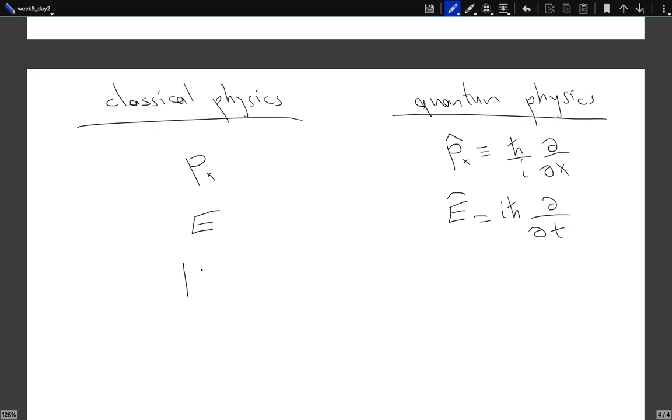Well, we also define in classical physics, you haven't yet seen it, the Hamiltonian. The Hamiltonian is defined as the kinetic energy plus the potential energy. Now we have the corresponding operator.